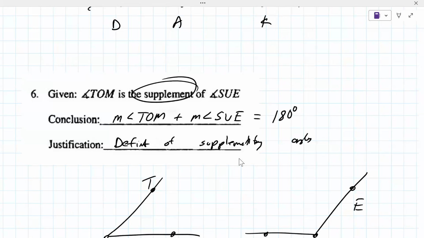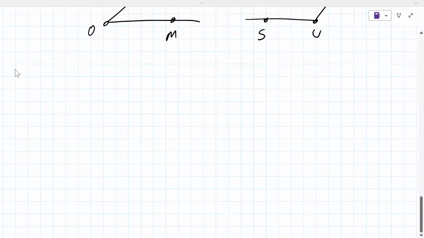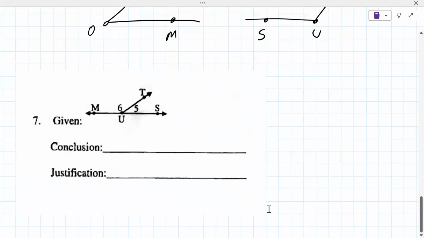Any questions, thoughts on that? No, I think I get that part. All right. So number 7 has a picture, which I guess that's nice. I wish they'd give you a little more.